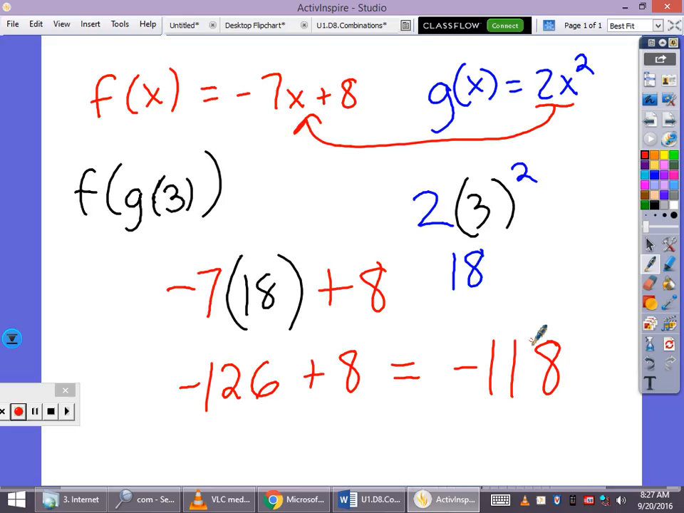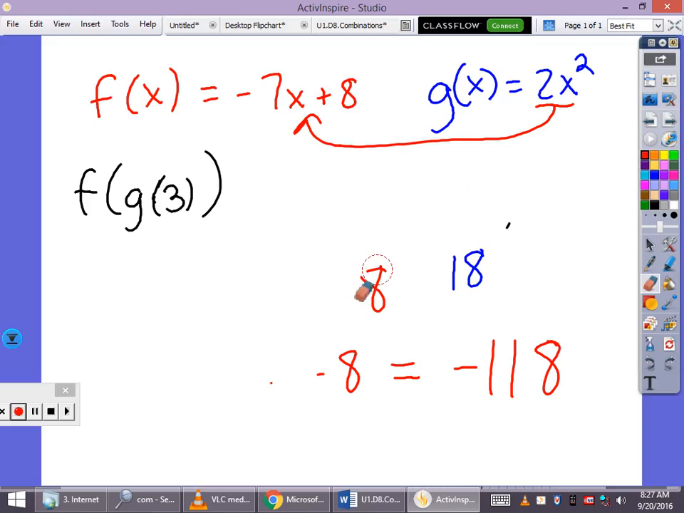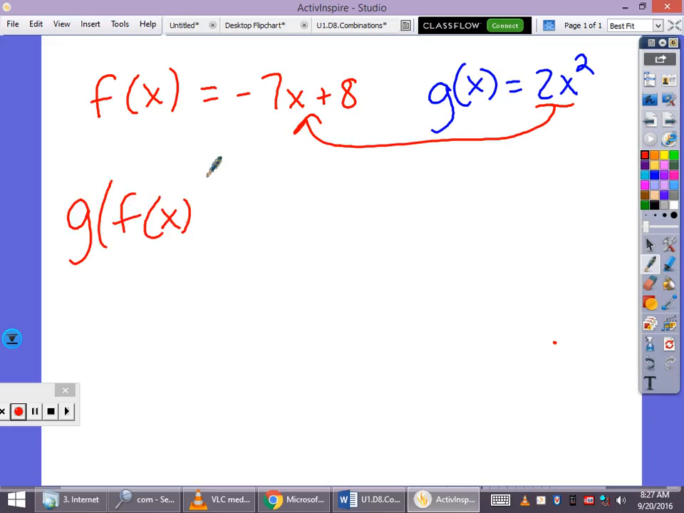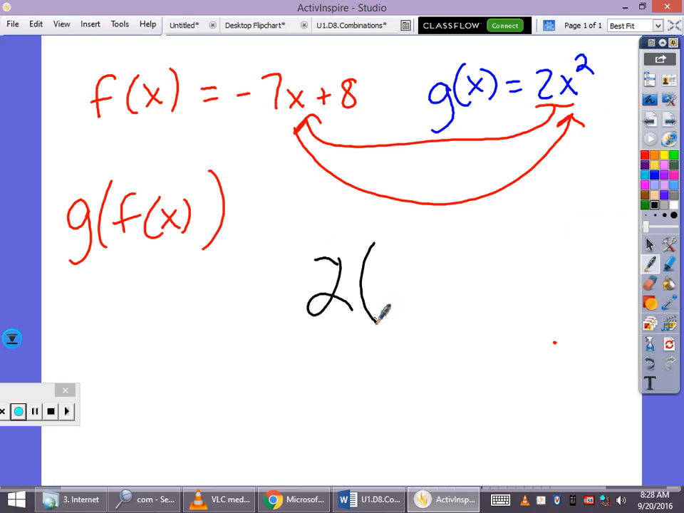Okay, you ready for a tricky one? All right, now we're going to do g of f of x. G of f of x, which means I'm going to do what? Can you explain what I'm going to be substituting? If I do g of f of x, I'm going to take this f of x and I'm going to plug it into the x of the g of x, okay? So that is 2 times what? Negative 7x plus 8 squared.